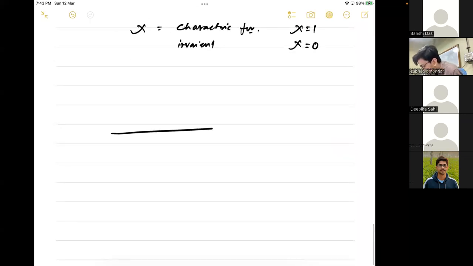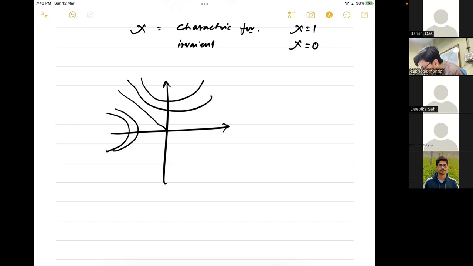Yeah, now just to tell one thing here. So phase space looks like this, right? I'm crudely drawing this.